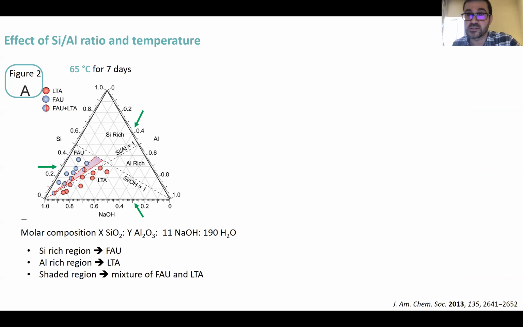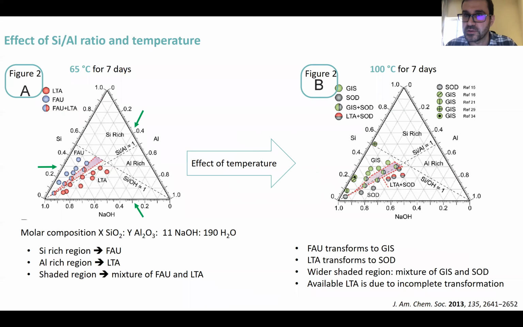And all those reactions were done at 65 degrees for 7 days. If we keep exactly the same concentrations, but only increase the temperature from 65 to 100, look at the colors, all of them are different. Do you know what it means? It means that we have produced different types of zeolites simply by increasing the temperature. Is the temperature that important? Or you can even keep the same temperature but increase the time and you will change the zeolites.